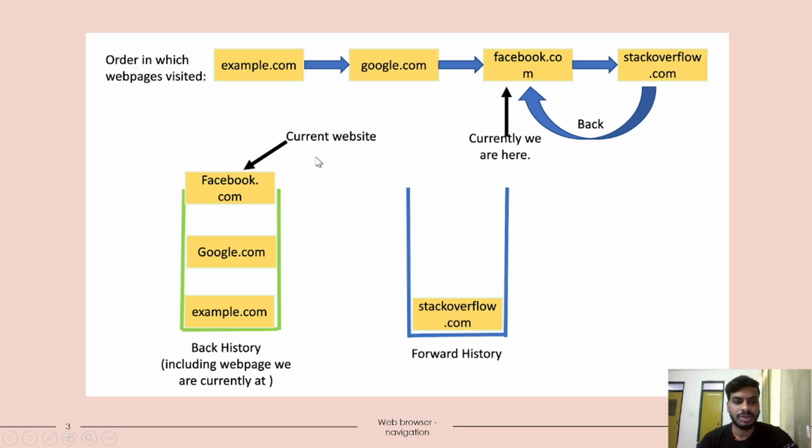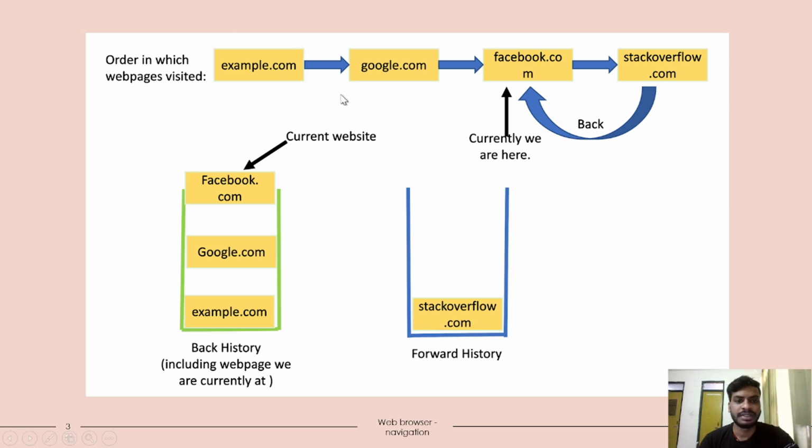So we are currently on facebook.com, and we can check the back history. If we move backward, we will go to google.com, then we will move back again to example.com. But what is our forward history? We are currently on Facebook, so the forward website is stackoverflow.com.